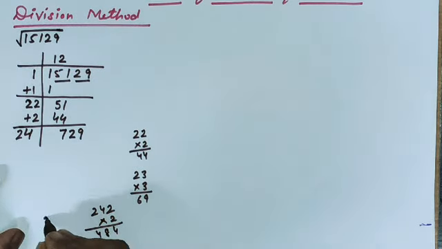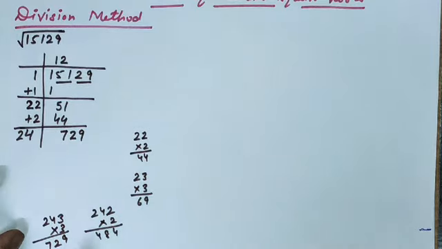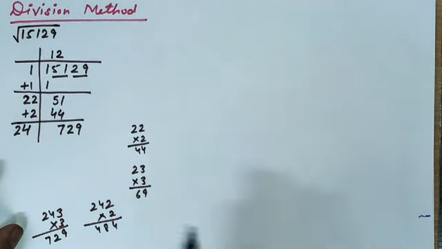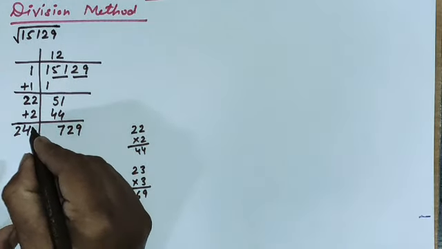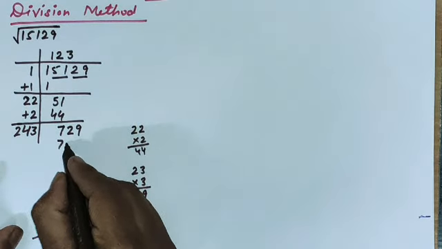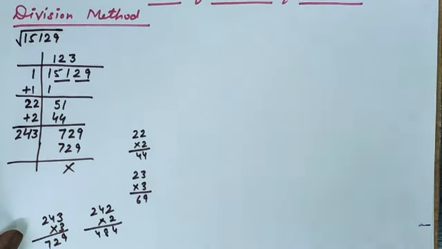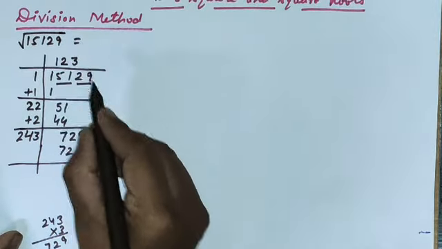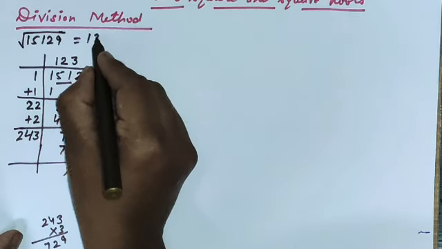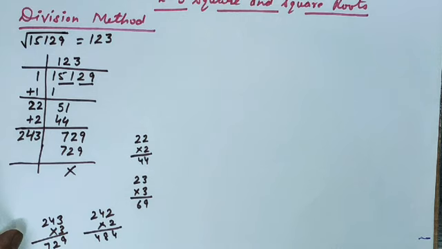Now let me check by 3. So I will write 3 here also. Now 3 3s are 9, 3 4s are 12, 3 2s are 6 and 7, 729. I got 729, which is the required number here. So I will write 3 here and 3 here. So 729, the number is solved. The square root of 15129 is equal to 123. This is how we use the division method for finding the square root of a number.